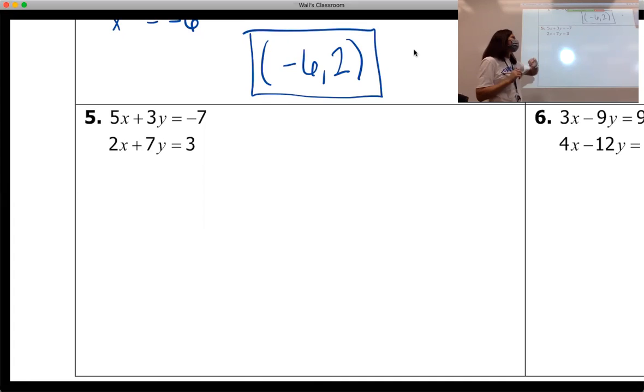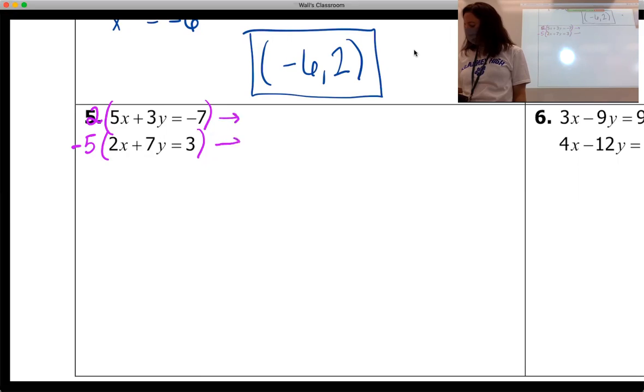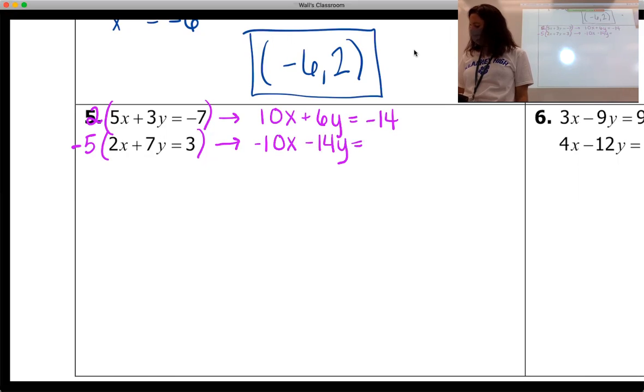So the easiest method to do this would be to pick which variable you're going to match and then just multiply their coefficients by each other. So in other words, we would take the top equation times 2 and the bottom equation times 5, or I'm going to do -5, so that we end up with 10 and -10. Okay? So when we multiply, make sure you rewrite those equations, multiply it all the way through, so we get 10x plus 6y equals -14, and -10x minus 14y equals -15.